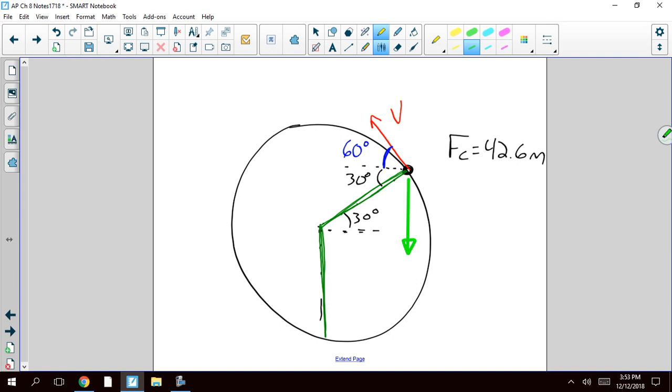But that doesn't lie in the direction of either of our two accelerations, right? So what we need to do is find the two components of this force of gravity. There's one component that goes parallel to the velocity, and there's one component of the force of gravity that is perpendicular to the velocity. Okay?